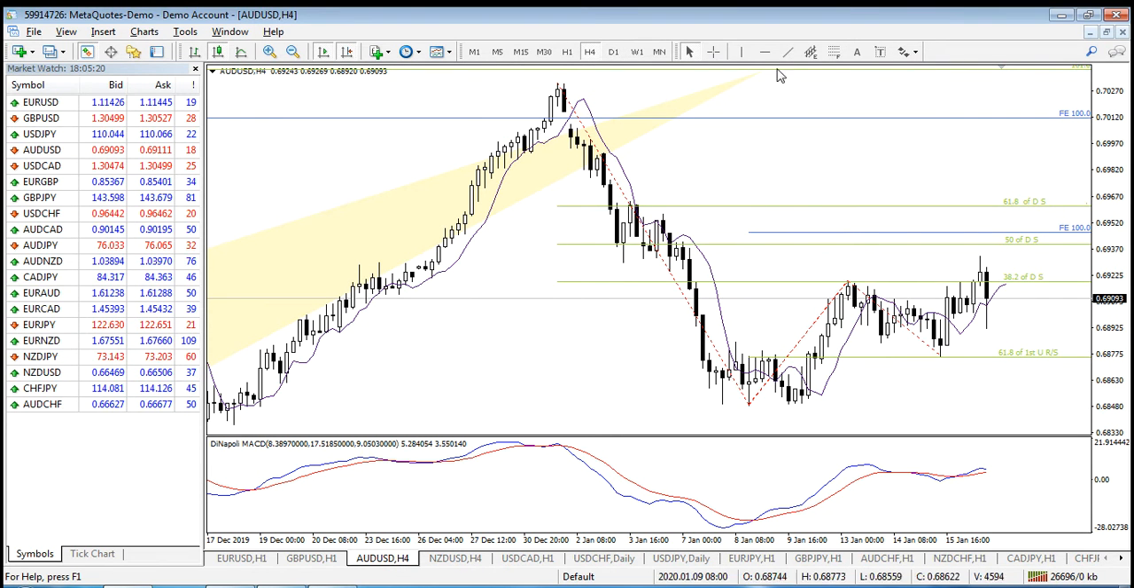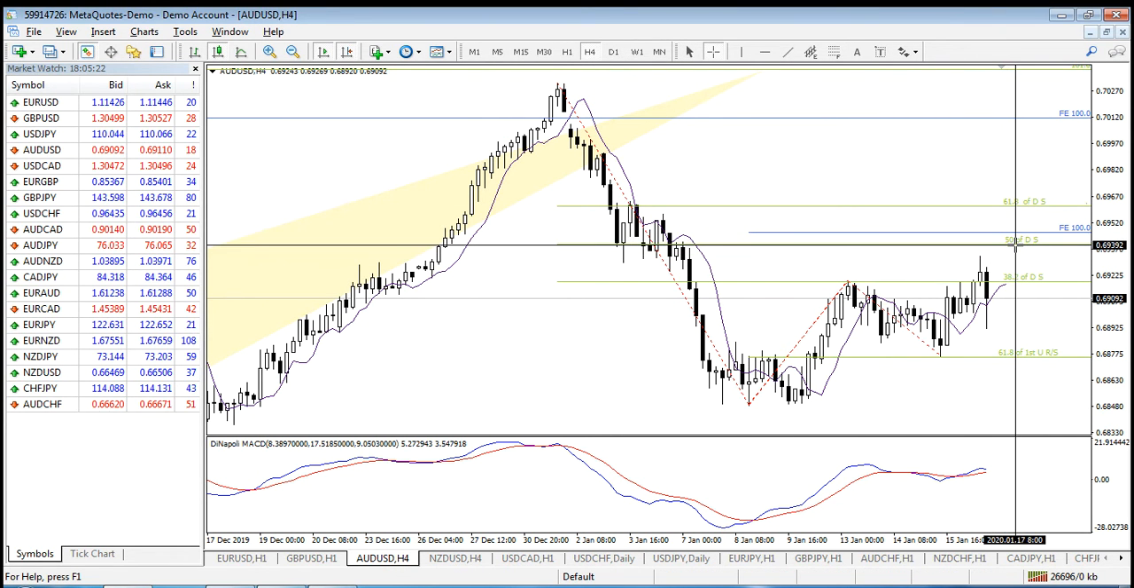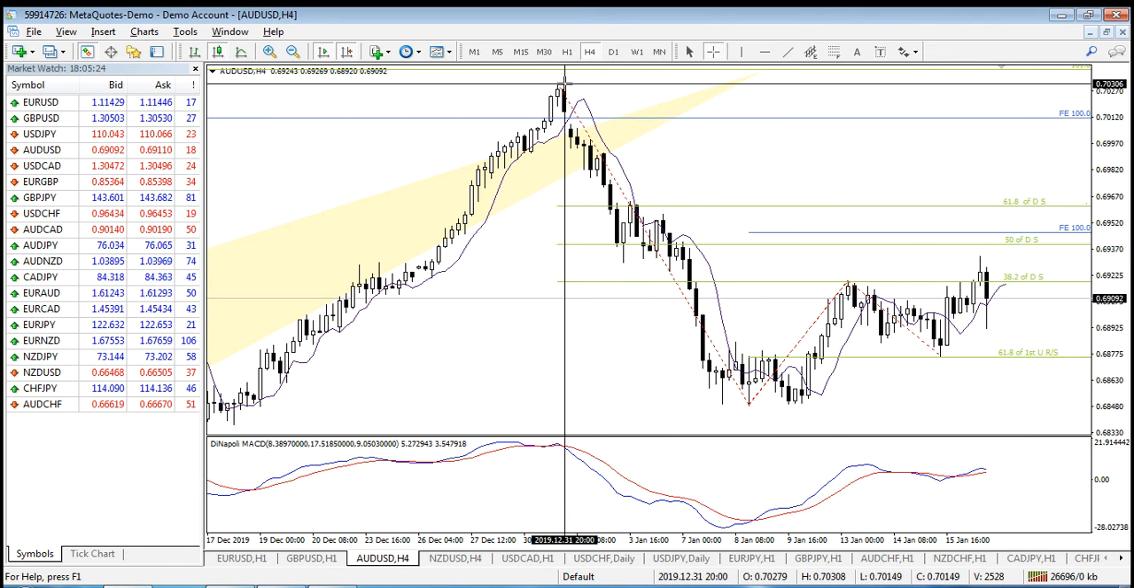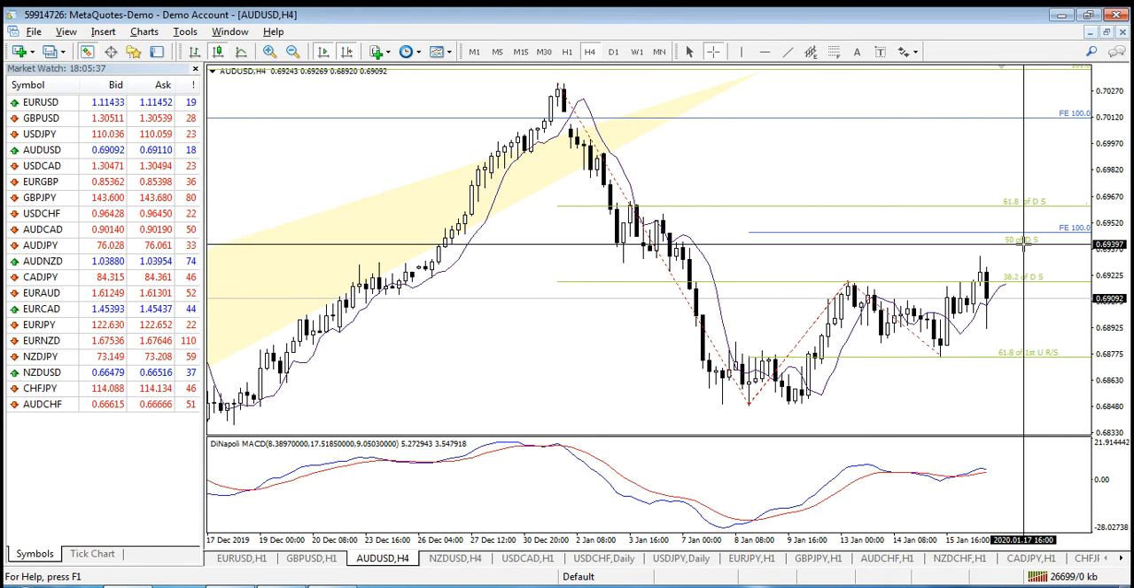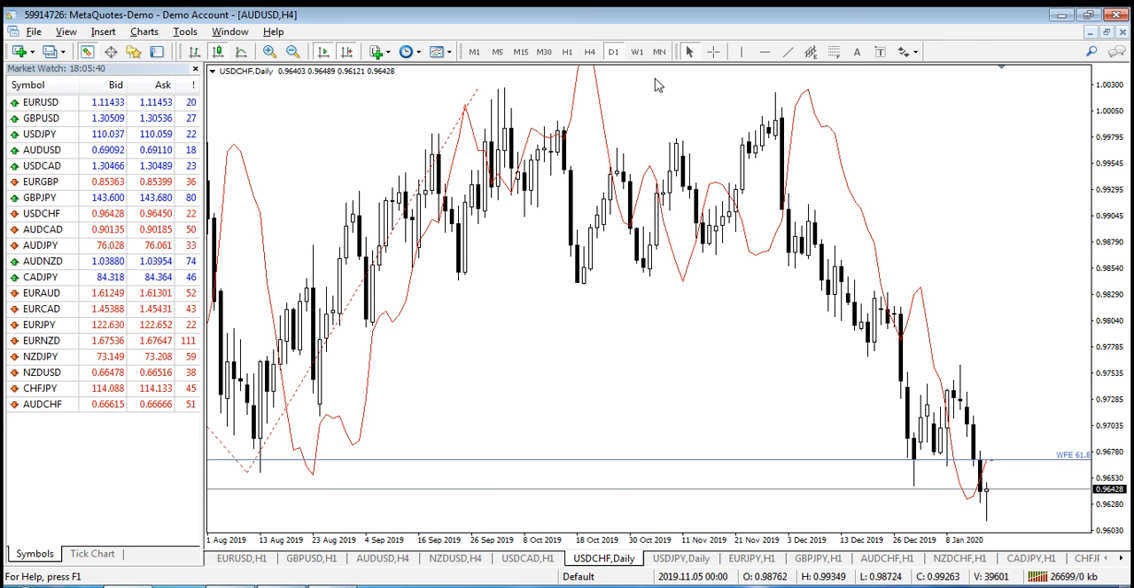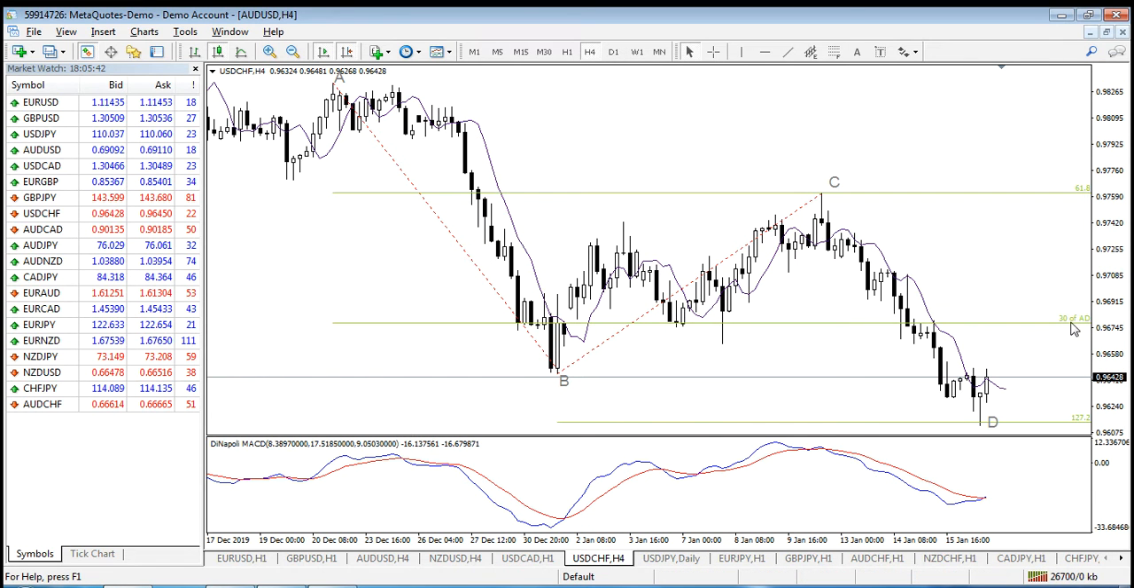The original plan of AUD USD was to target this area, this 50% of this downswing from here to here. So instead of targeting this area in AUD USD, we have just entered a buy in AUD CHF, and we will exit the buy position whether AUD USD reaches here first or USD CHF reaches here first. So that's all about the AUD CHF. You'll have to watch manually which pair is reaching the target first, and then we have to exit the AUD CHF.